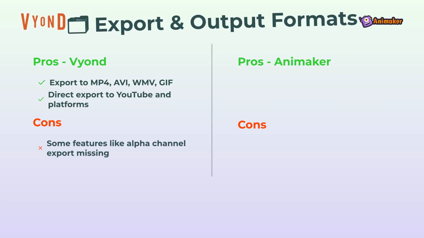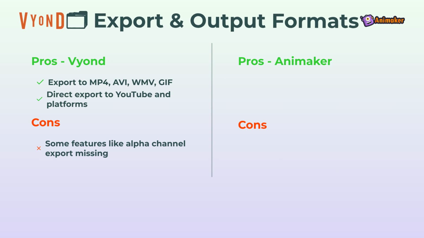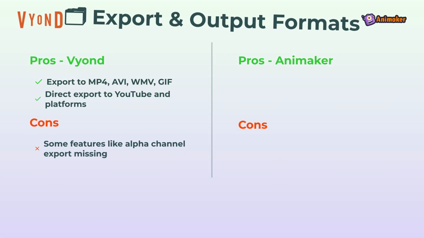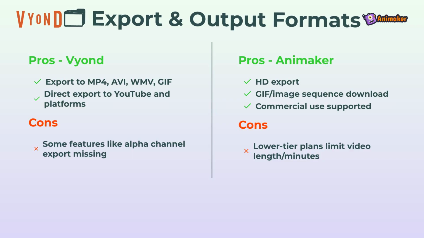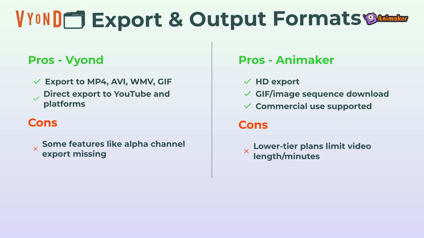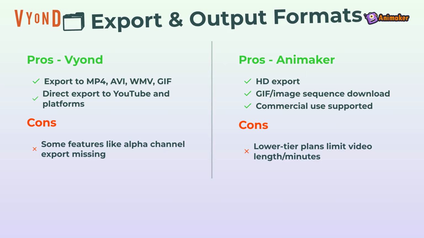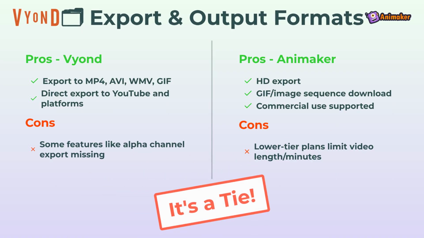Export and output formats. Always important. With Vyond, you can export as MP4, AVI, WMV, even GIFs, plus just zap your videos straight to YouTube, which is super convenient. One wish, though. It'd be nice if alpha channel export was a thing. Animaker is great on this front, too. You get HD exports, GIFs, image sequence downloads, even commercial use is supported. Slight catch, lower plans might limit your video length or total minutes, so you really need to check that before committing. Generally, both Vyond and Animaker handle exports like pros. So honestly, I'm calling this one a tie.